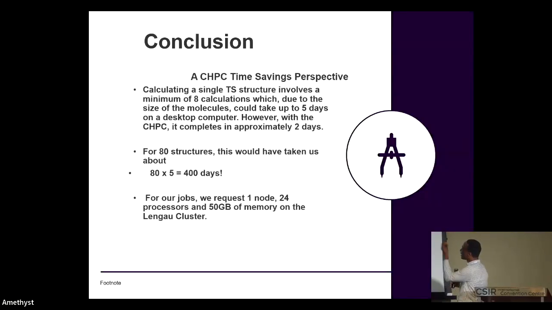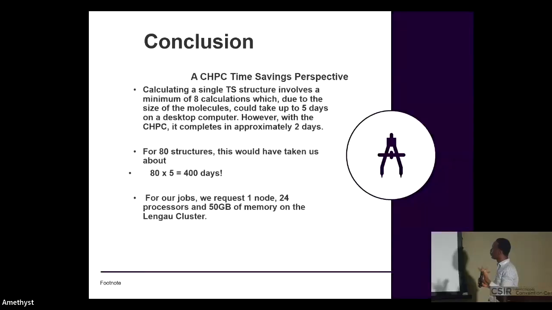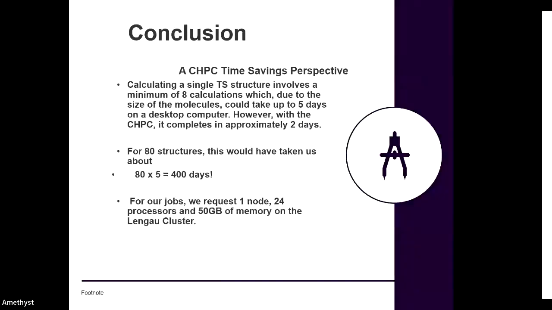Next slide. So in conclusion, again, I want to give you a CHPC time savings perspective. Calculating a single TS structure involves a minimum of 8 calculations, which, due to the size of the molecules, could take up to 5 days on a normal desktop computer. But with the CHPC and the amount of resources we use, we can actually complete such a calculation in about 2 days. So for 80 structures, we would have needed 400 days with our own computers.